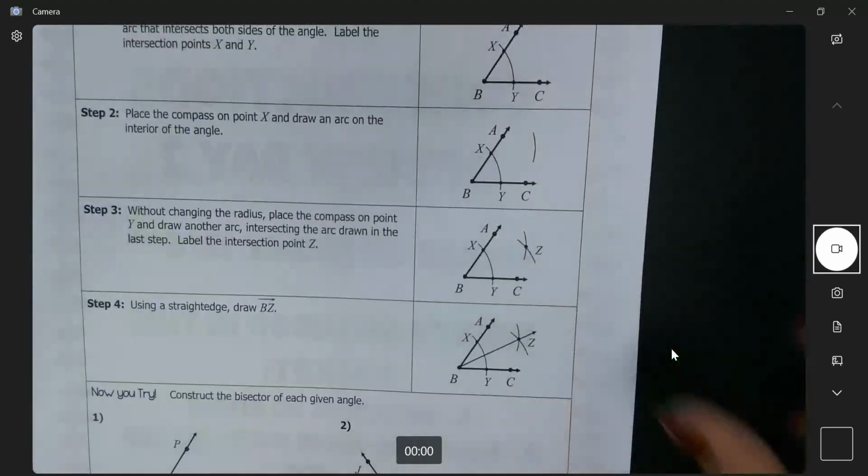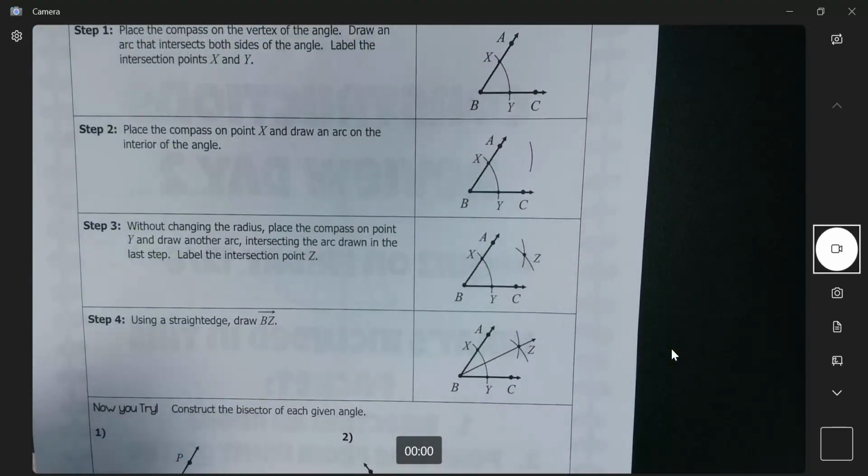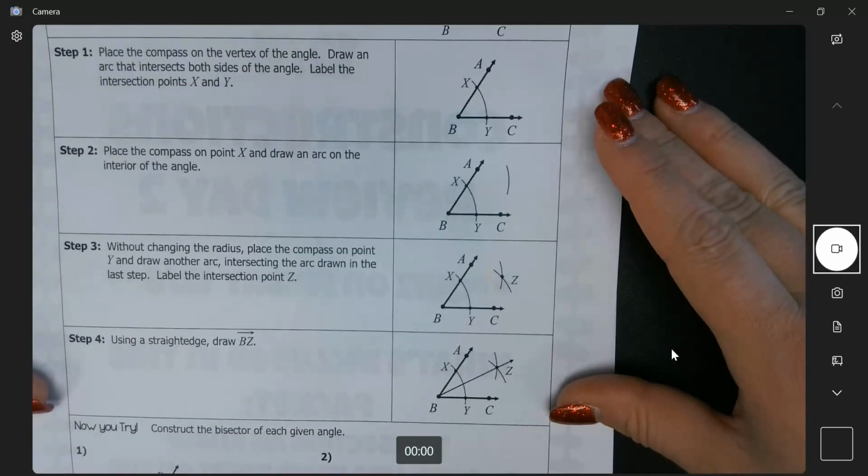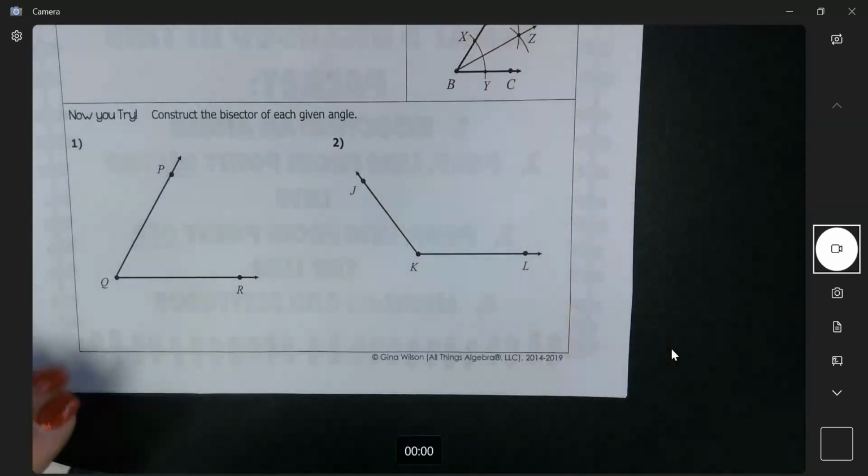So looking at creating an angle bisector, which is the same thing as bisecting an angle, it's just worded differently. We have all of these steps here, but again, I'm going to work through it with you guys. So let's take a look.